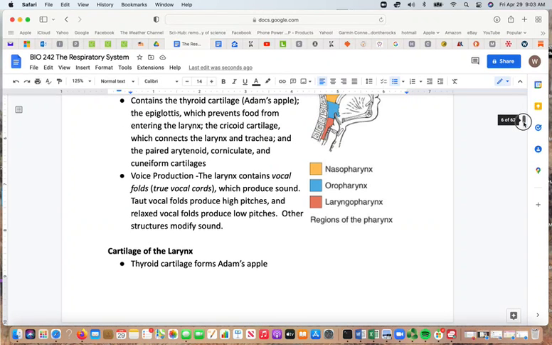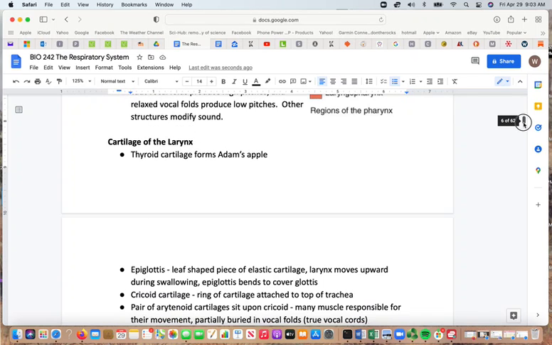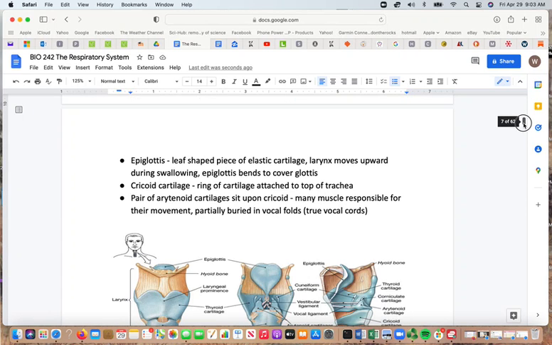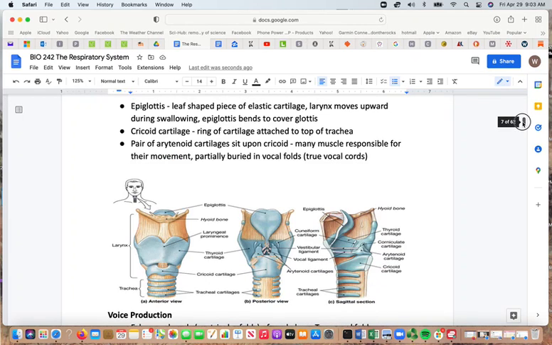So the cartilages of the larynx, you've got the thyroid cartilage that's going to form the Adam's apple. The epiglottis is going to be a leaf-shaped piece of cartilage. The larynx is going to move upward during swallowing, and that's going to allow the epiglottis to bend down and cover the glottis to keep food from going into the airway. So these pictures here show these different cartilages in the throat. So we've got the epiglottis here. So the cricoid cartilage is going to be a ring of cartilage attached to the top of the trachea. And then you've got your arytenoid cartilage that sit on top of it.